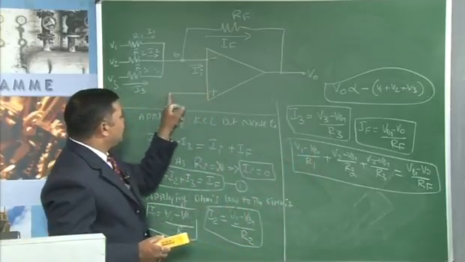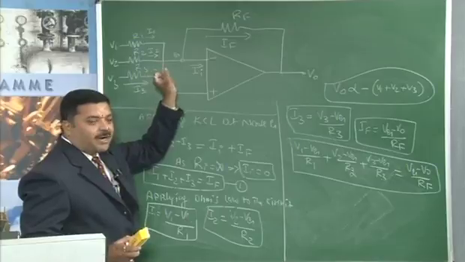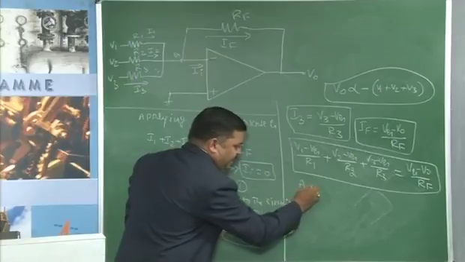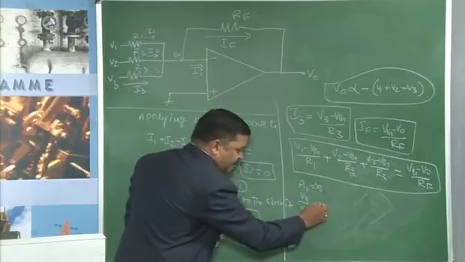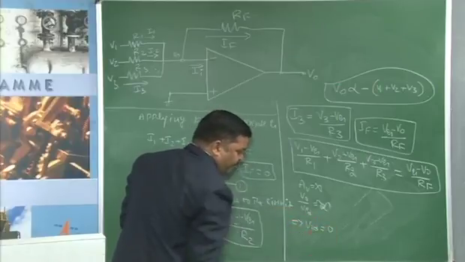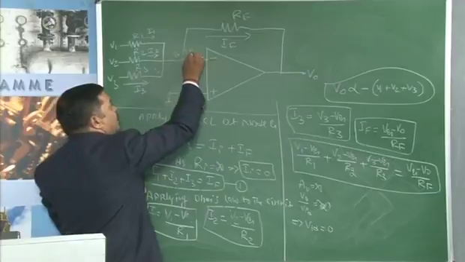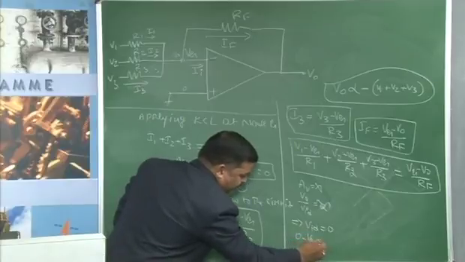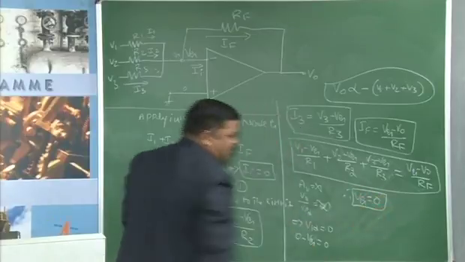Since one of the input terminals of the operational amplifier is held at ground, automatically Vg is 0. How? We have seen the virtual ground concept. For an ideal op amp, AV is infinity, so V0 divided by VID is infinity, which implies VID is 0. VID means positive terminal voltage minus negative terminal voltage. Negative terminal voltage is Vg, positive terminal voltage is 0. So 0 minus Vg equals 0, therefore Vg equals 0.